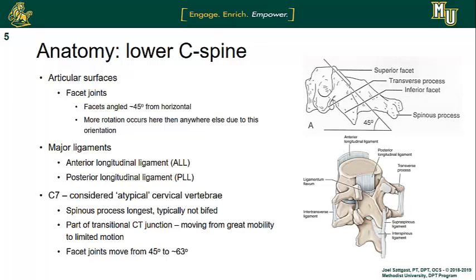At that CT junction, we move from great mobility to more limited motion. The facet joints move from 45 degrees to approximately 63 degrees in their orientation, again replicating more of the thoracic spine. Because of this transition from an area of more mobility in the cervical spine to an area of less mobility in the thoracic spine, the CT junction is a common area of restriction, a common area of hypomobility, and a common area that we target manual therapy towards, both in terms of mobilization as well as manipulation.